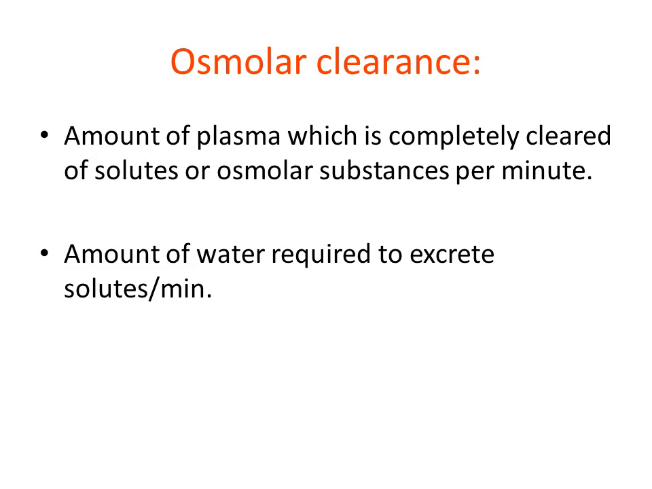What is osmolar clearance? The total clearance of solutes from the blood can be expressed as osmolar clearance, and it is the amount of plasma which is completely cleared of solutes or osmolar substances per minute, and the amount of water which is required to excrete solutes per minute.